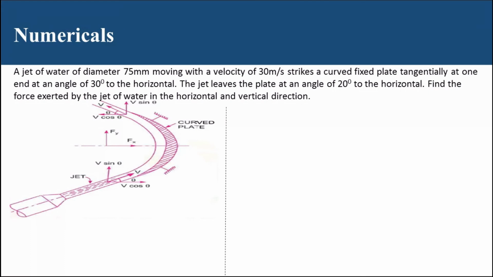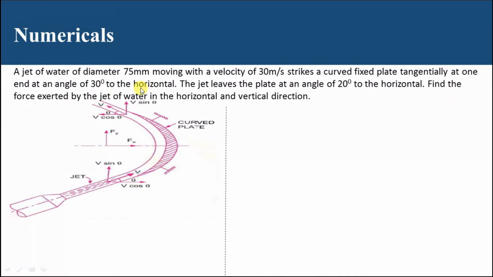Consider a jet of water of diameter 75 mm moving with a velocity of 30 meter per second that strikes a curved plate tangentially at one of the ends at an angle of 30 degrees to the horizontal. That means remember this diameter is 75, velocity is 30 meter per second, then this curved plate is struck tangentially. Okay, at one end at an angle of 30 degrees, so theta is given to us as 30 degrees.